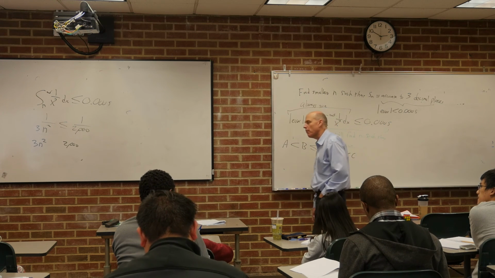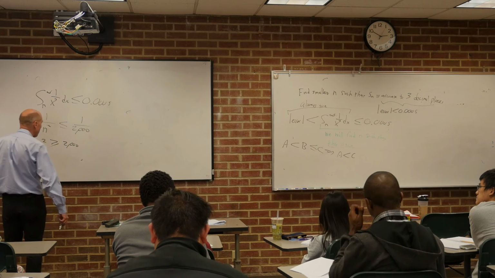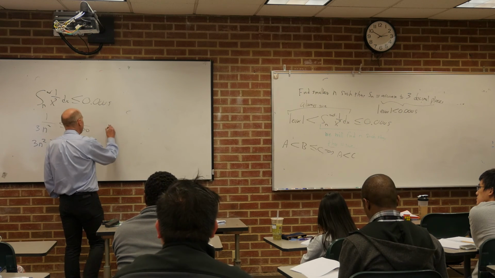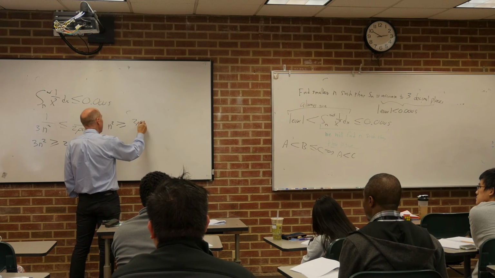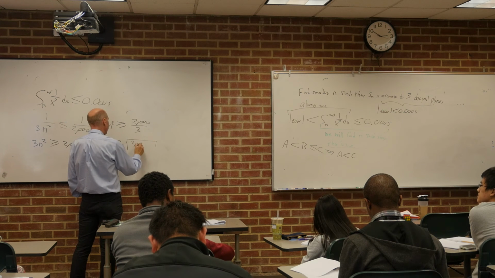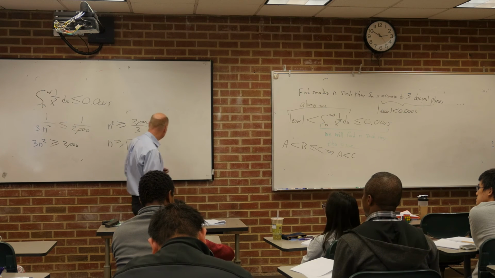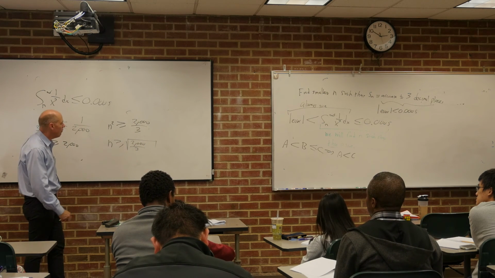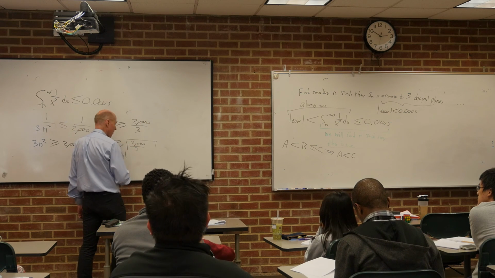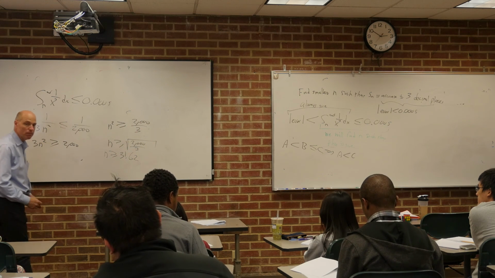If I take the reciprocal of both sides, what happens to the inequality sign? As long as they're both positive or both negative, it flips. So I get that n squared is greater than 2,000 over 3. Or n is greater than or equal to the square root of 2,000 over 3. And the calculation gives that's 31.62.